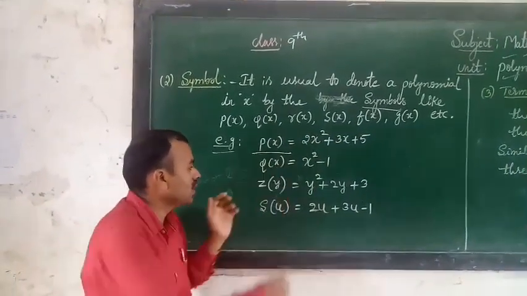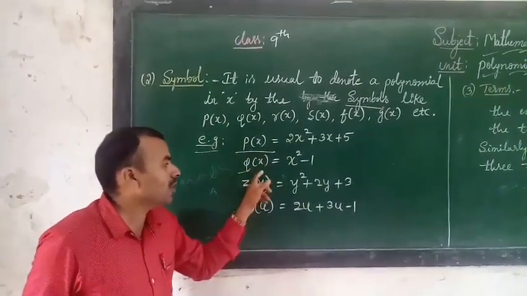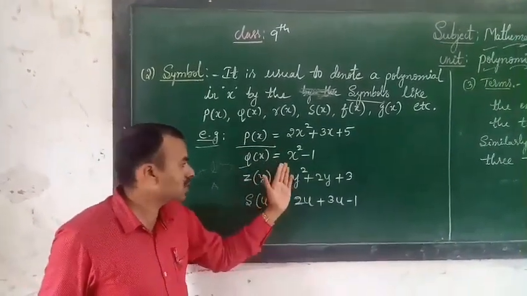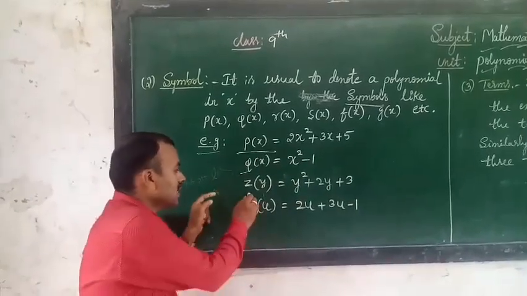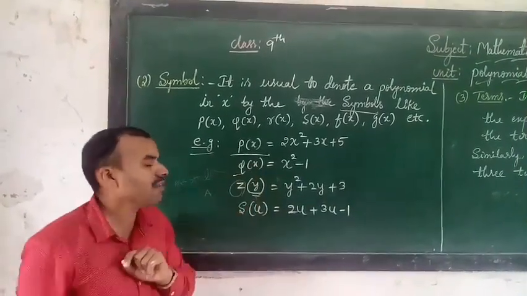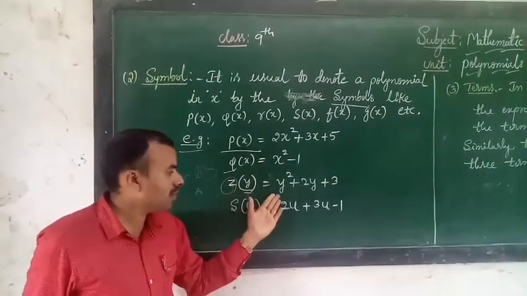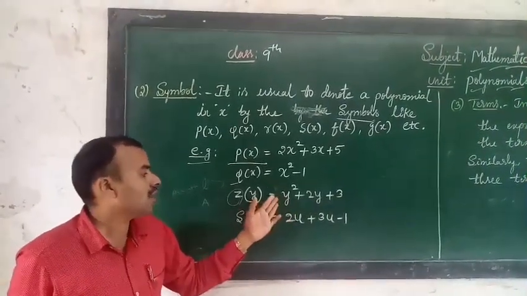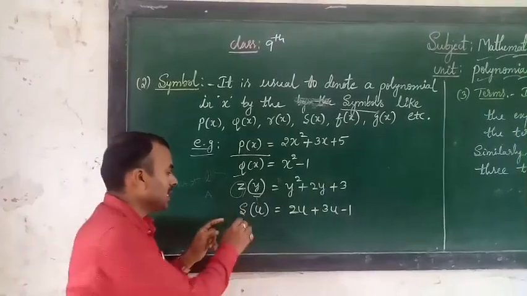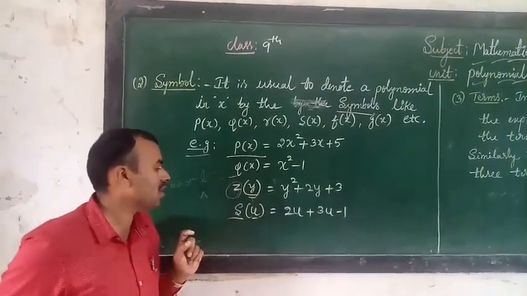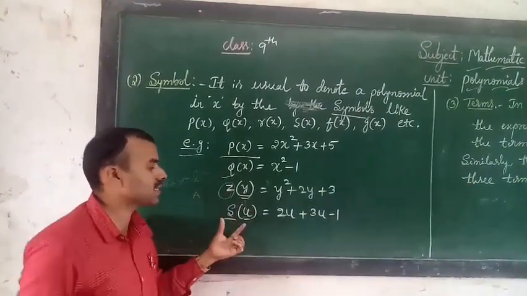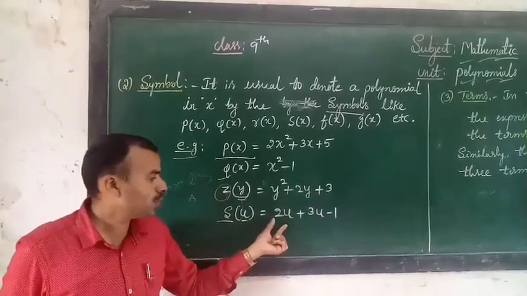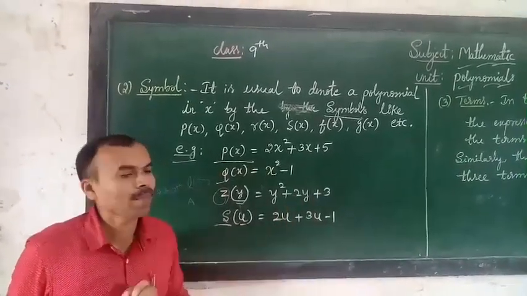Q of x equals x square minus 1. Here q is the polynomial, the variable is x. In the expression y square plus 2y plus 3, y is the variable. S is the polynomial and u is the variable in this polynomial, s of u equals 2u plus 3u minus 1.